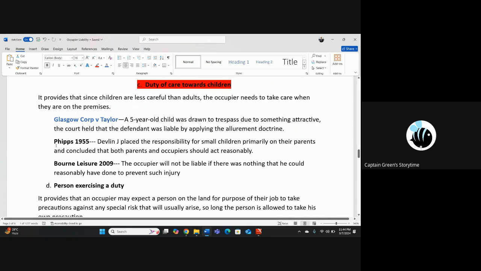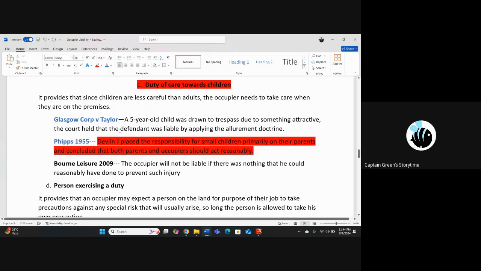Coming to the case of Phipps 1955, Devlin J. placed the responsibility for small children primarily on their parents and concluded that both parents and occupiers should act reasonably. In this case, you should write two-way arguments. You should check whether the parents are accompanying the child or not. And you should also check that the occupier took reasonable steps to prevent the child from doing anything which causes an injury due to the state of the premises. So the responsibility lies on both people.